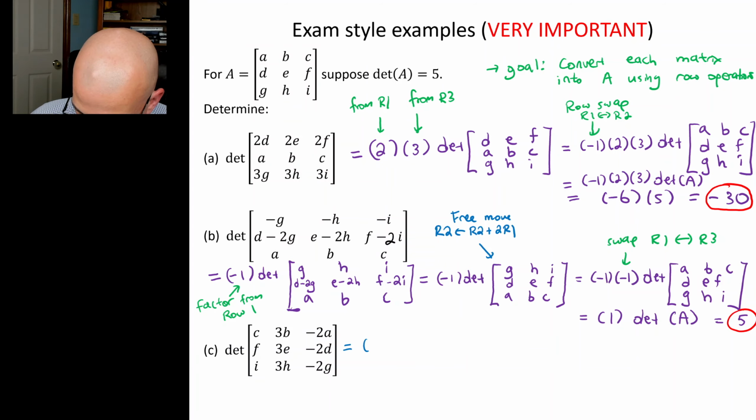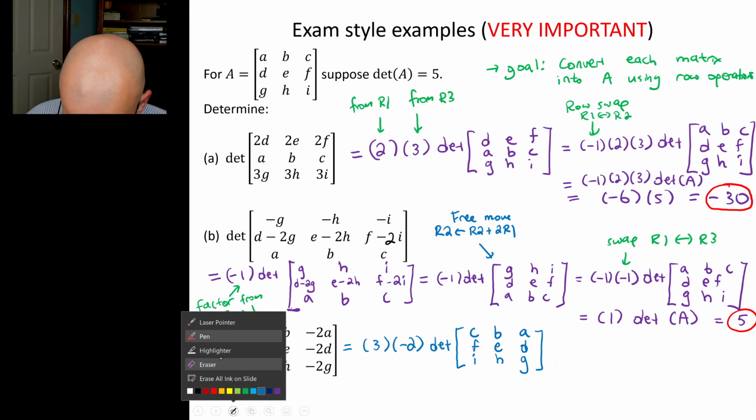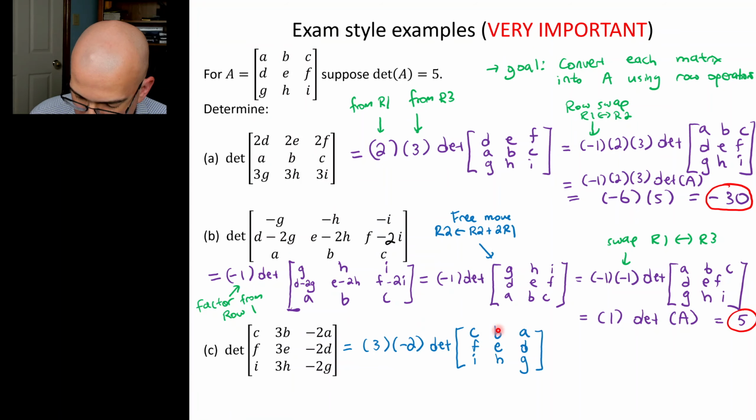So equals 3 from the second column. I'm going to take a -2 from the third column, multiply by the determinant of what's left. So C, B, A, F, E, D, I, H, G. So I'm looking at things that are the same and things that are different. There's a BEH in the second column and a BEH in the second column of A. So that's right so far.